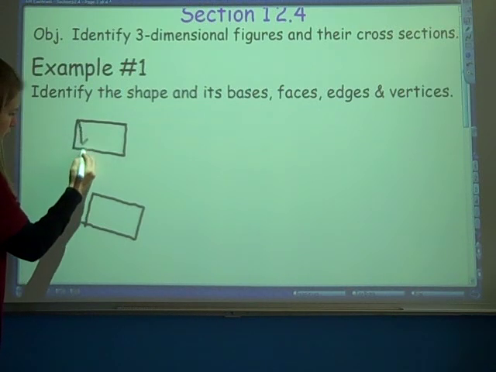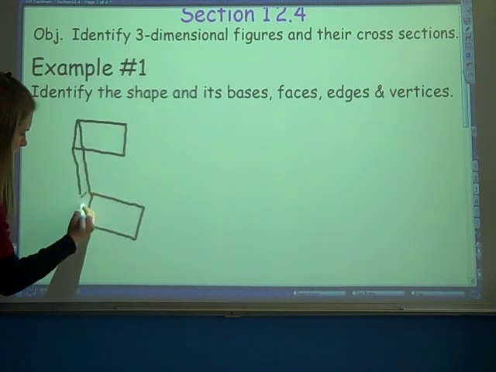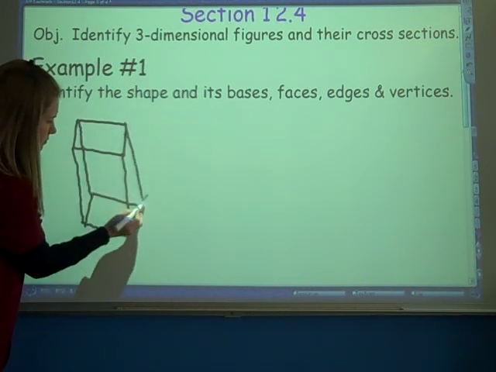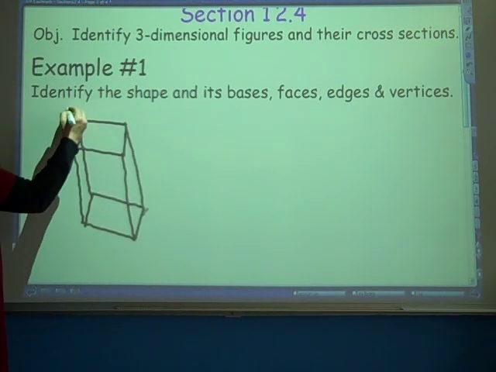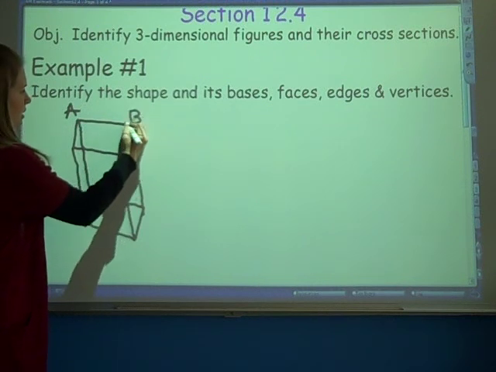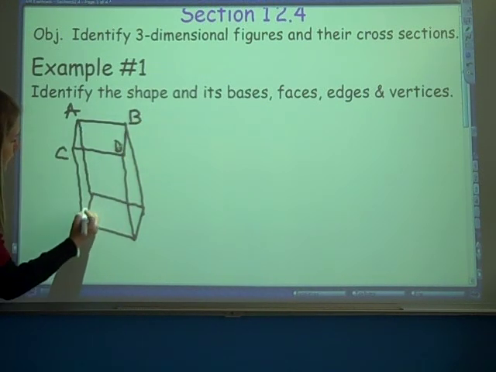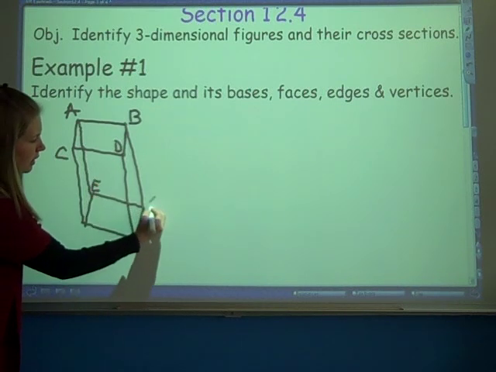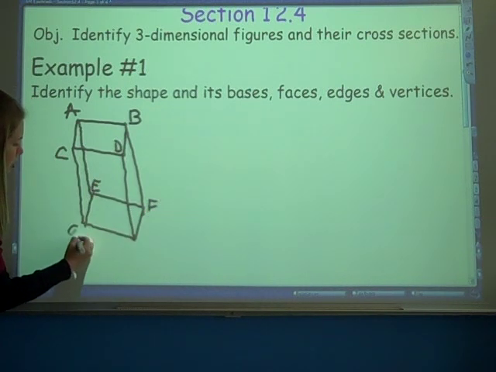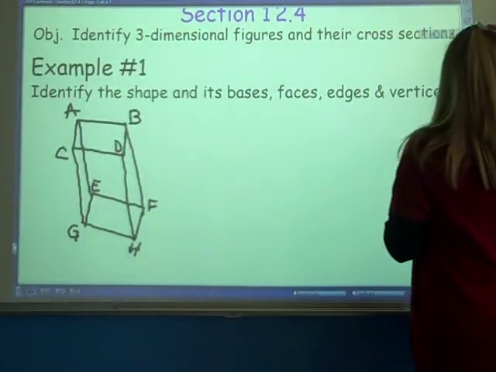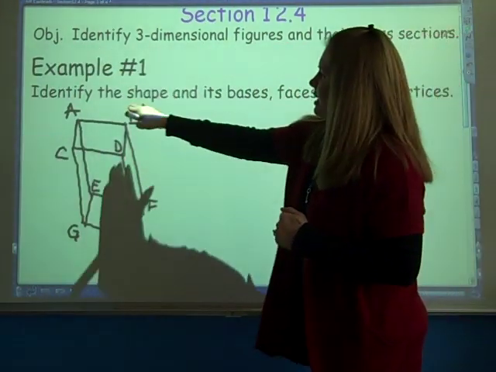Okay, this one, I'll go back to here. Okay, let me label A, B, C, this one will be D, E, F, G, H. Okay, so identify the shape.